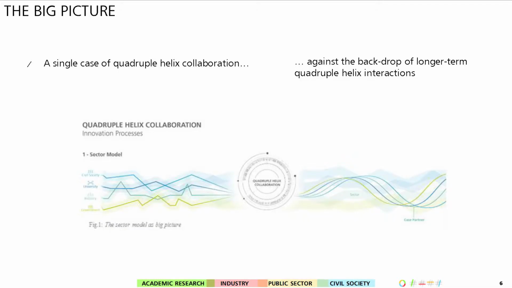Now, the big picture, when we talk about a case of quadruple helix innovation, is that if you envisage a quadruple helix collaboration case as something like a project or a platform or a common strategy of collaboration, then that case plays out against a much broader environment of sectoral interactions between these different helixes. So civil society interacts with research, the public sector and industry in many different ways in practice.